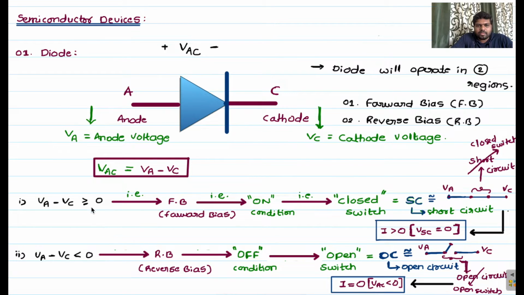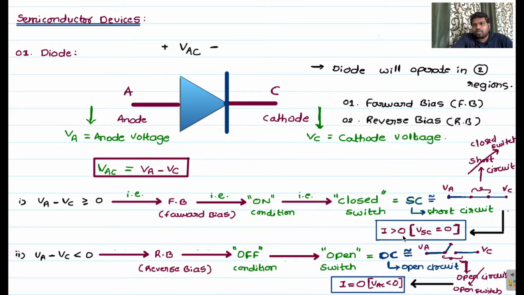So Va minus Vc greater than or equal to 0, then the diode is in forward bias condition, which acts as an on switch, otherwise on condition. So we can treat it as a closed switch, otherwise a short circuit. Here the equivalent circuit is Va, Vc, and this is our short circuit condition. When it is a short circuit, the current is passing from Va to Vc, that means I greater than 0. Current is flowing from terminal A to terminal C.